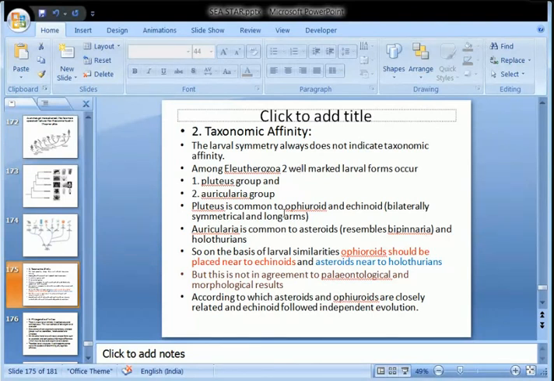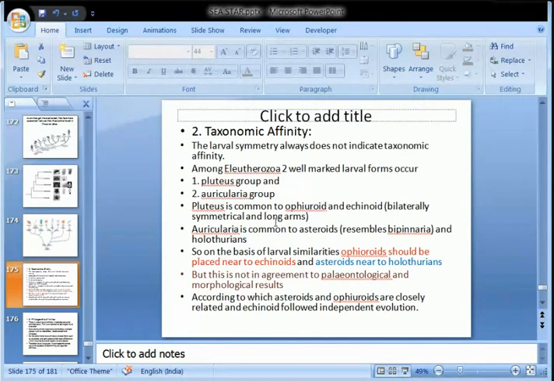Now, if you recall, in one scheme of classification we have two subphyla. One was Eleutherozoa and the other was Pelmatozoa. So different people at different times have considered different characteristics and classified echinoderms. In the older scheme of classification, Eleutherozoa and Pelmatozoa were the two subphyla. Among the Eleutherozoa, two well-marked larval forms occur, that is the Pluteus group and the Auricularia group. Pluteus is common to ophiuroids and echinoids. We saw just now that there is Ophiopluteus and Echinopluteus.